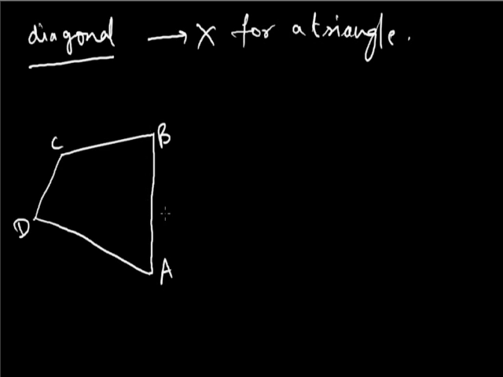These are 4 line segments AB, BC, CD and DA, which when they intersect at vertices A, B, C and D give us a closed plane polygon, a closed plane figure of 4 sides called a quadrilateral.